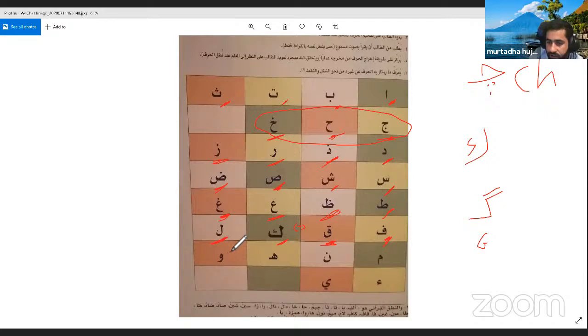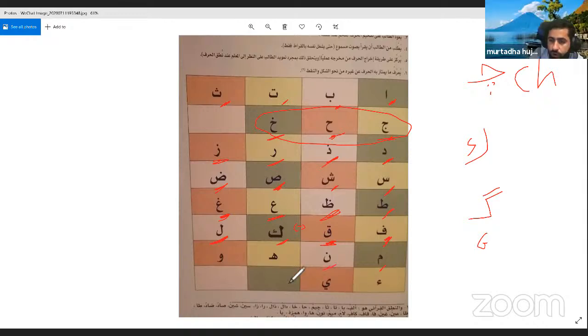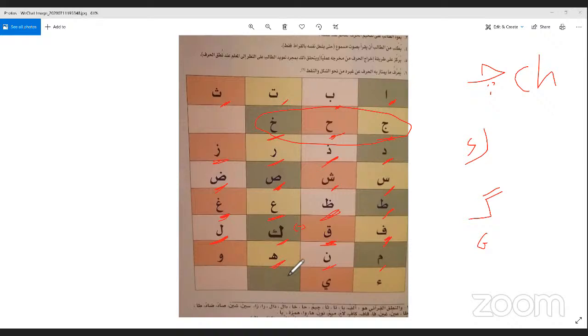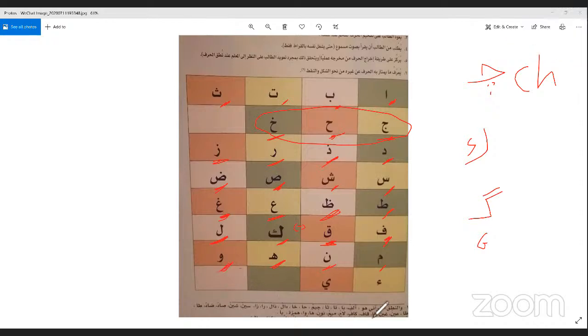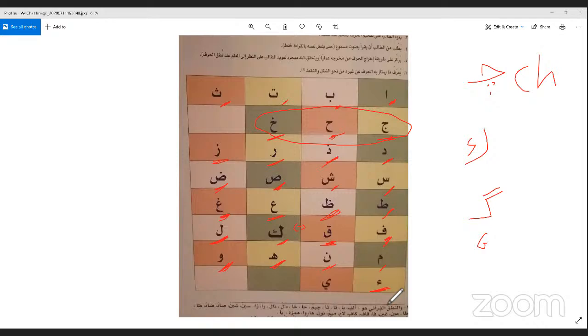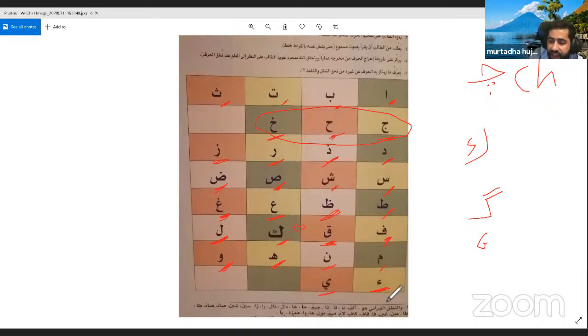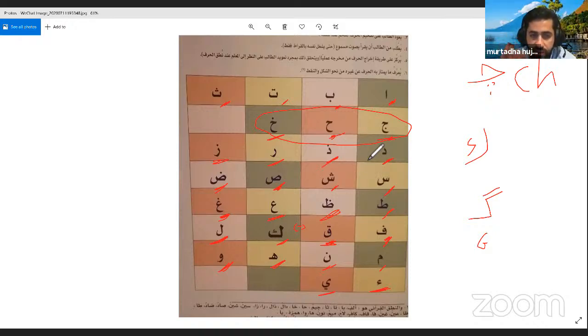Continue. Lam. Mim. Noon. And this is ha. Waw. Ya. See here, it's distinctive, putting the Hamza on its own. Hamza. So this is what the first lesson the teacher will give you.